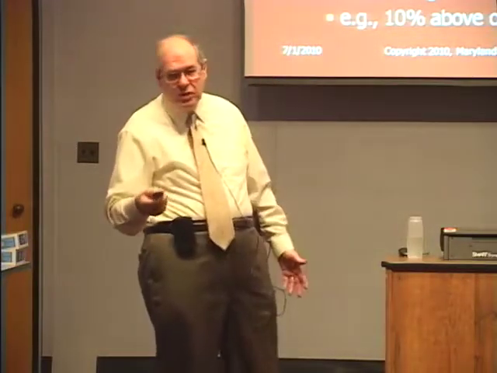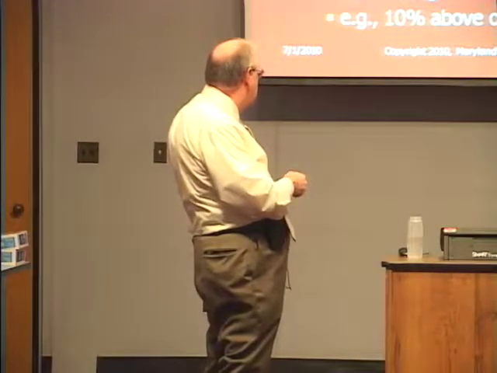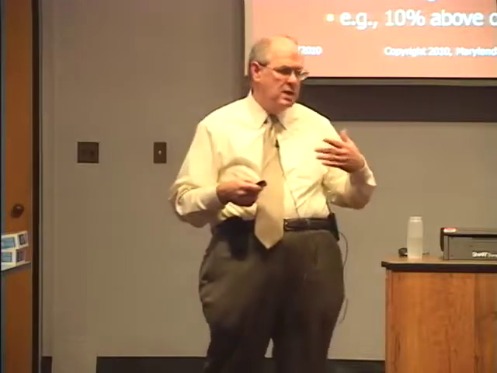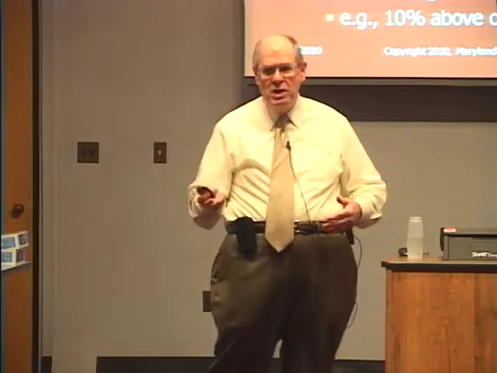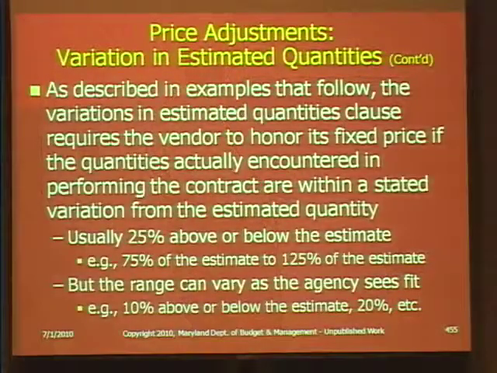You can use whatever estimate you want. You can make it a 10% variation, so that if it's less than 90% or more than 110%, there's an adjustment. Or you can make it 20 rather than 25%. So you can change the quantity. You have to use the clause, but you can change the quantity of the variation.